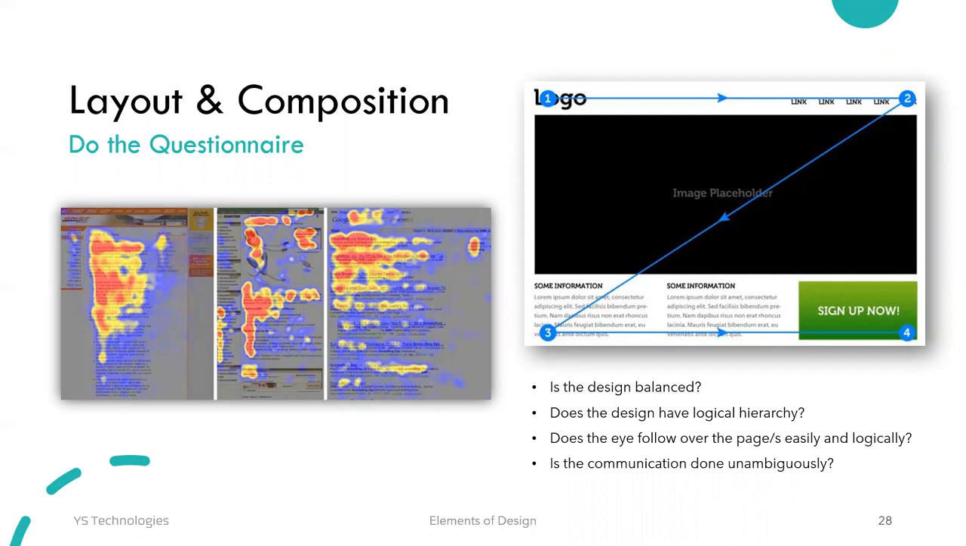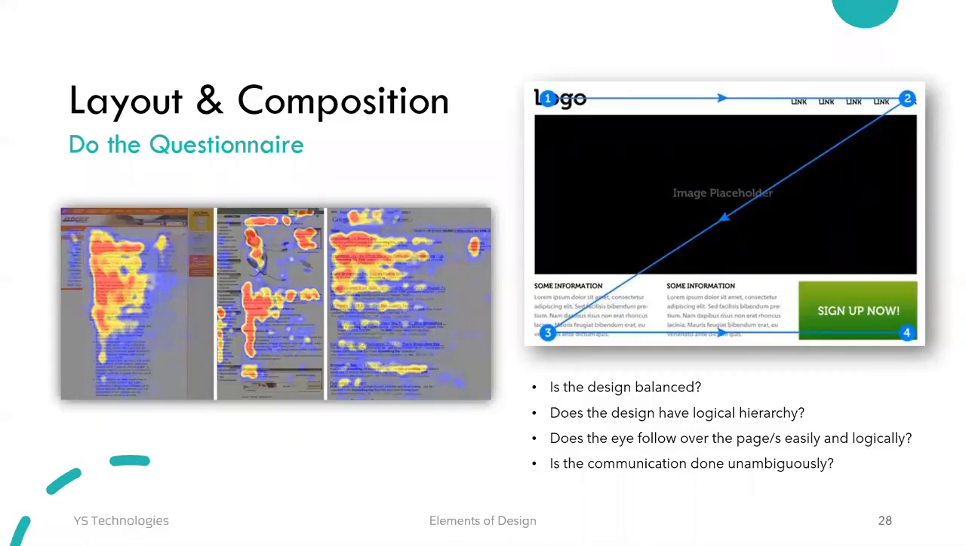Moving on to layout and composition. When we put all of these design elements together, we need to do a bit of a questionnaire. We need to answer some questions. Is the design balanced? Does the design have a logical hierarchy? Or the important information, is the important message getting the attention it deserves?